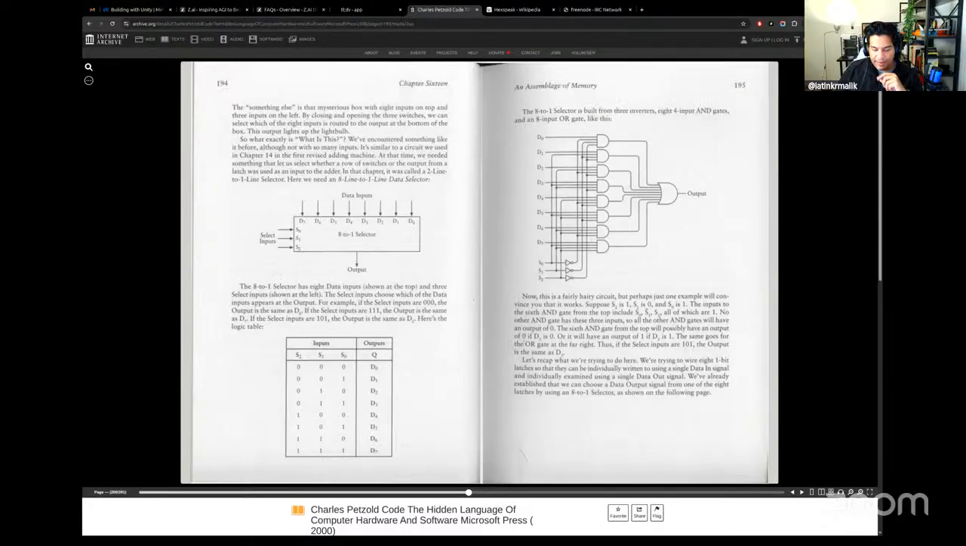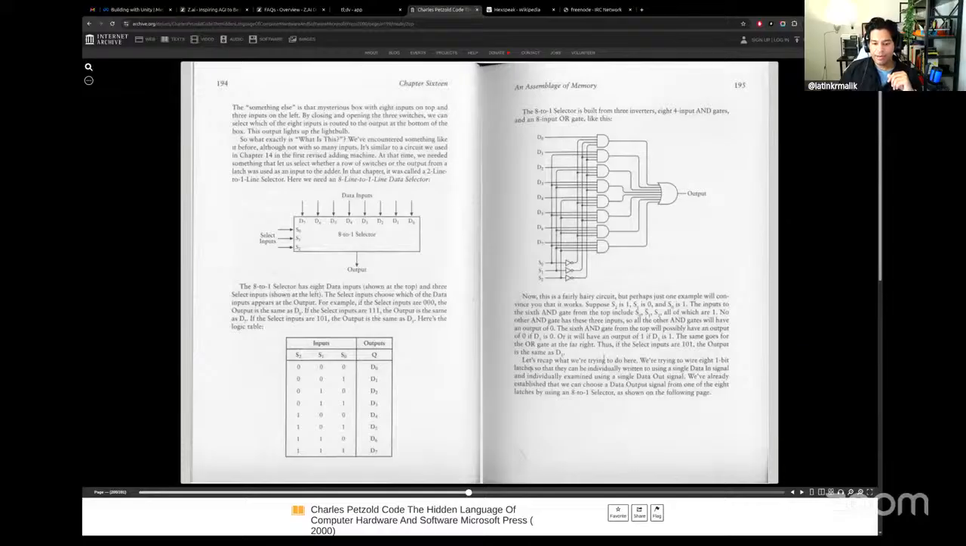It will possibly have an output of 0 if D5 is 0, or an output of 1 if D5 is 1. I'm not going to go through this gate, but I heavily encourage you to take a screenshot, go into Excalidraw and try it, but it should definitely work. The same goes for the OR gate on the far right. Thus, if the selector inputs are 101, the output is the same as D5. Last, at the end, it's the OR gate.